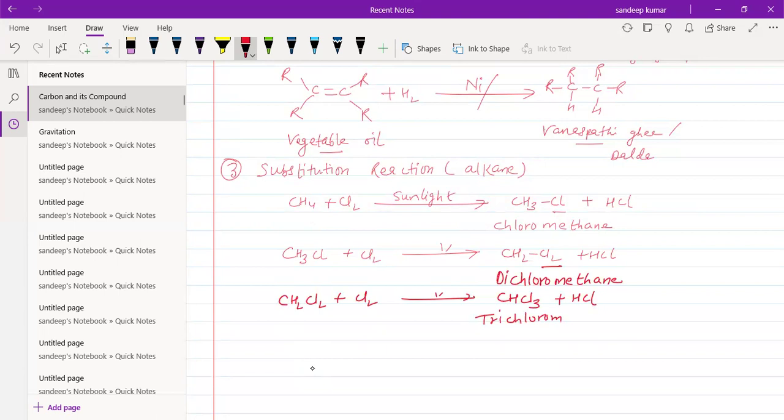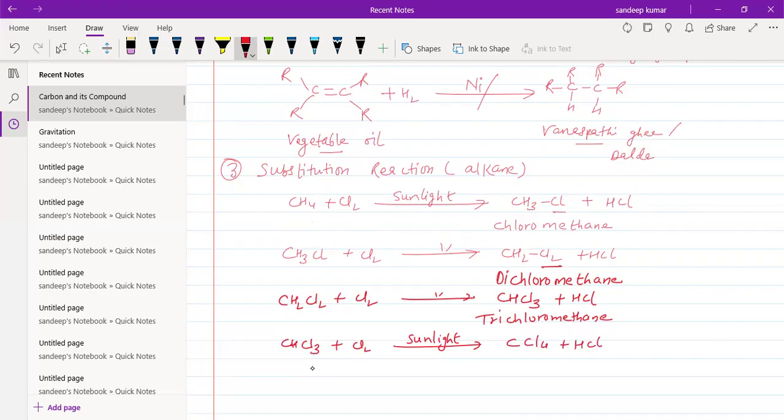Trichloromethane. One carbon is there, so it is methane. Again, if you pass chlorine with this compound, CHCl3 plus Cl2 in the presence of sunlight, you can see again this hydrogen atom is substituted by one chlorine atom. So it forms CCl4 plus HCl.